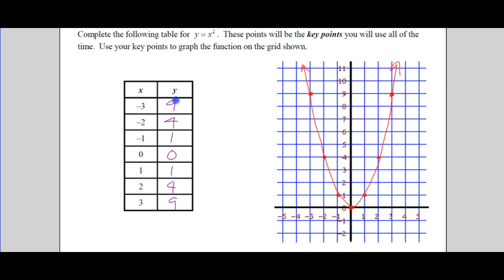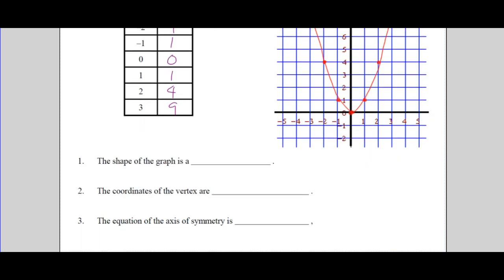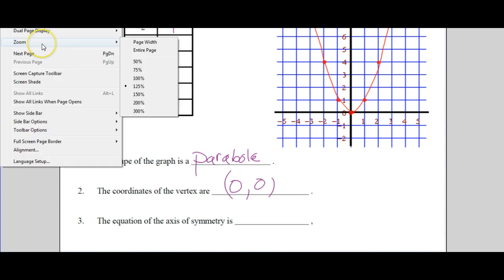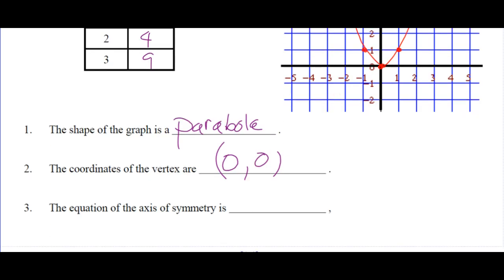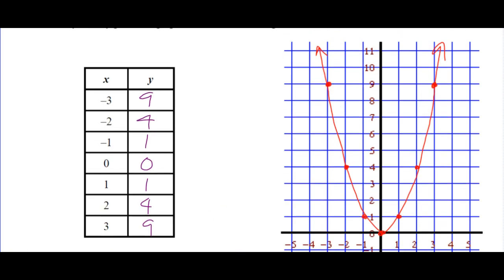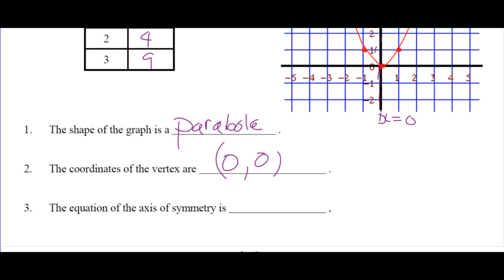All right, basic quadratic function. So the shape of the graph is a parabola. The coordinates of the vertex are 0, 0. And the equation of the axis of symmetry is x equals 0. Right? So we should plot that. Kind of hard to plot it on top of a huge black line. But okay, your basic parabola.